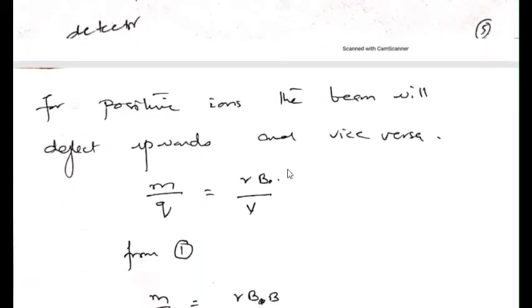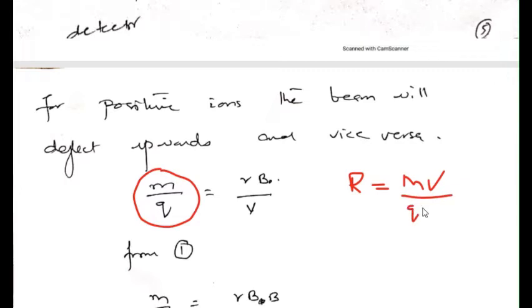Now if we want to find the mass to charge ratio, we have the equation m over q equals rB over v. This is from r equals mv over qB, which we have already studied in the previous article. Because we are interested in knowing the mass to charge ratio, it will remain on one side, and we have rB over v on the other side.